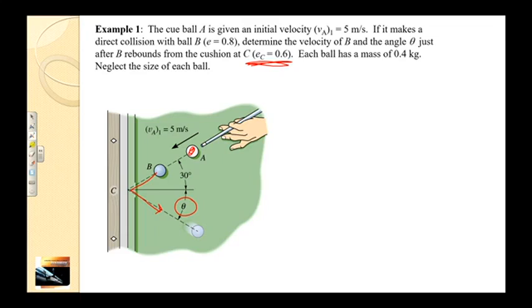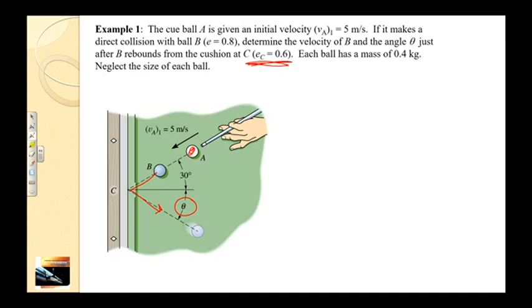We've got two equations to use: conservation of system momentum and coefficient of restitution. How fast is B going to be leaving this situation? If we use momentum first, I've got the mass times the velocity of A before impact plus the mass times the velocity of B before impact. All the forces are internal, so I've got no external impulse. That equals the mass times the velocity of A after plus the mass times the velocity of B after.